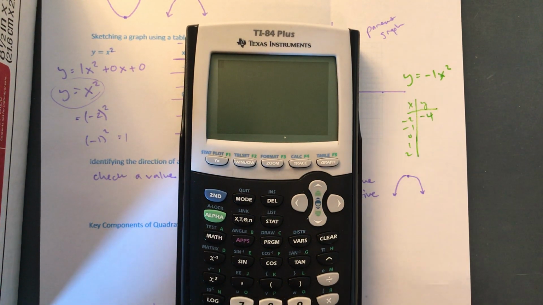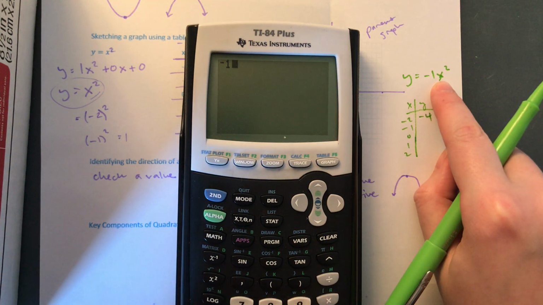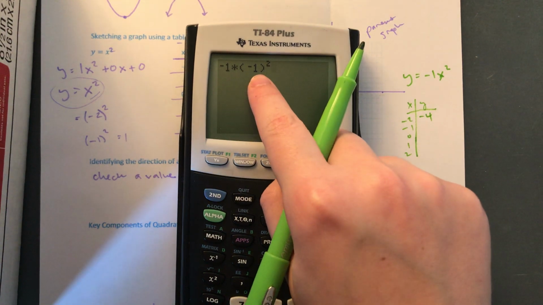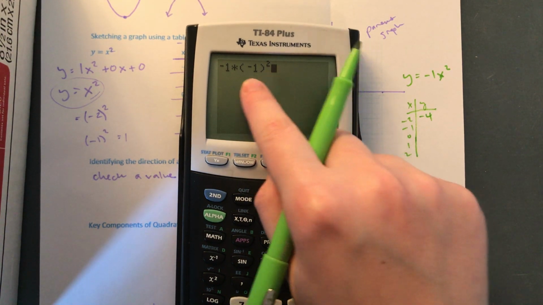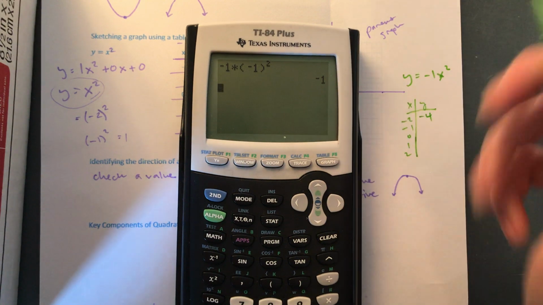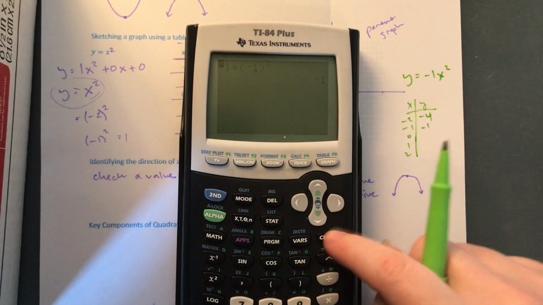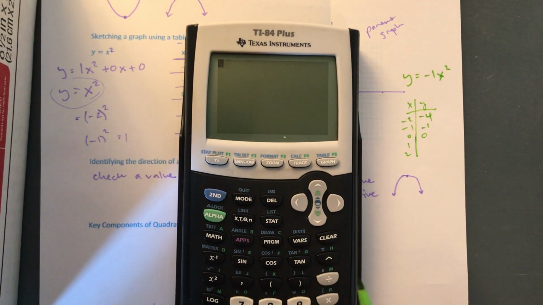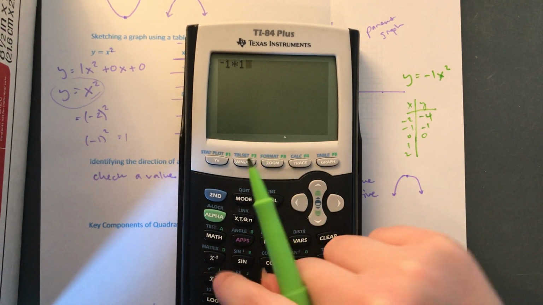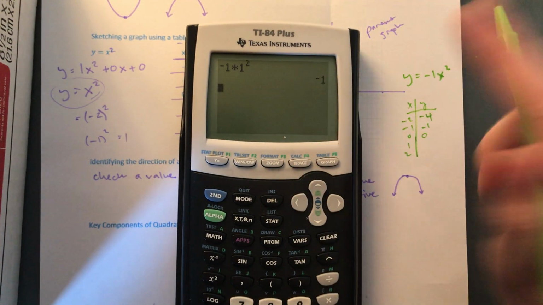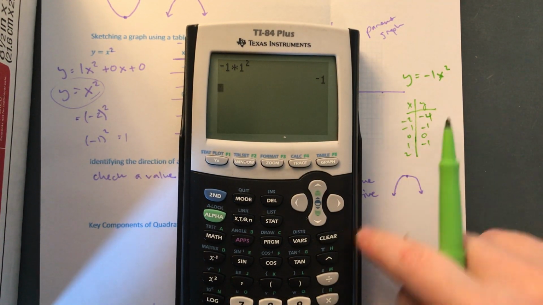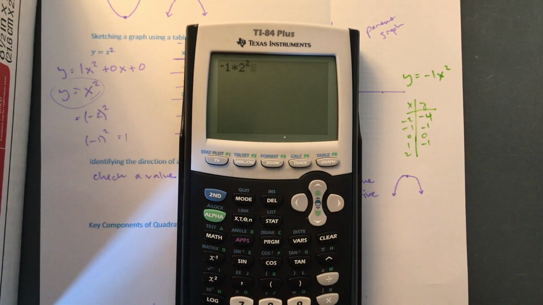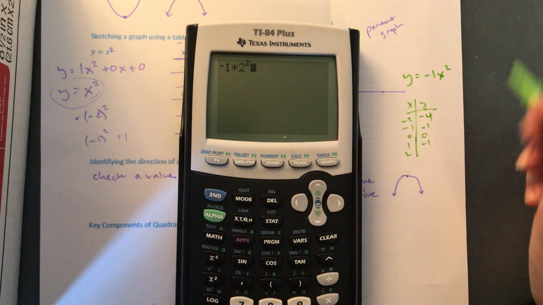Let's try -1. So -1 times, we're going to plug -1 in, squared. Again, order of operations. -1 squared is 1. 1 times -1 should be -1. 0. Obviously, when you plug 0 in, 0 squared is 0. 0 times -1 is 0. 1. -1 times 1 squared. 1 squared is 1. 1 times -1 is -1. 2. -1 times 2 squared. 2 squared is 4. 4 times -1 is going to be -4.